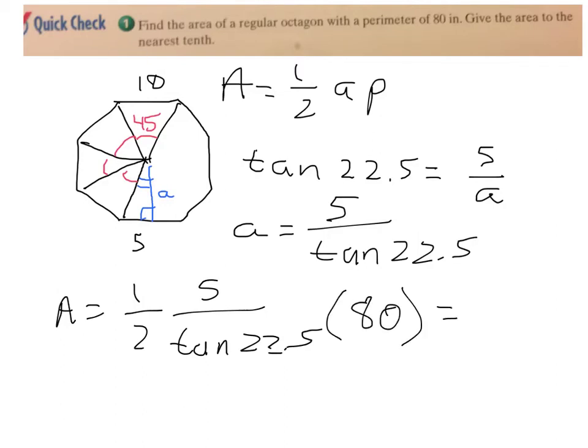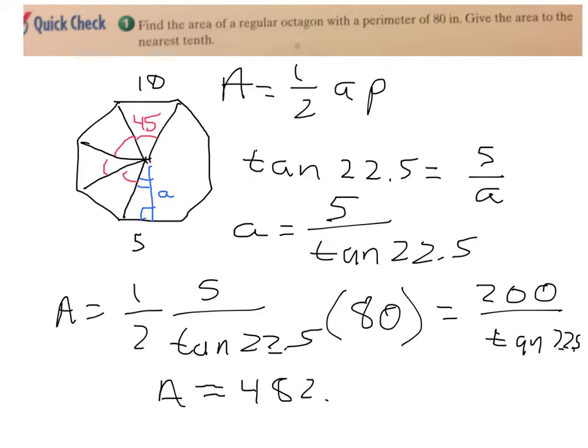So you're going to plug into your calculator 200 divided by the tangent of 22.5. Plug that into your calculator, see what you get. 200 divided by the tangent of 22.5 gives you the approximate area of the regular octagon to the nearest tenth, approximately 482.8. Hopefully that's what you got.